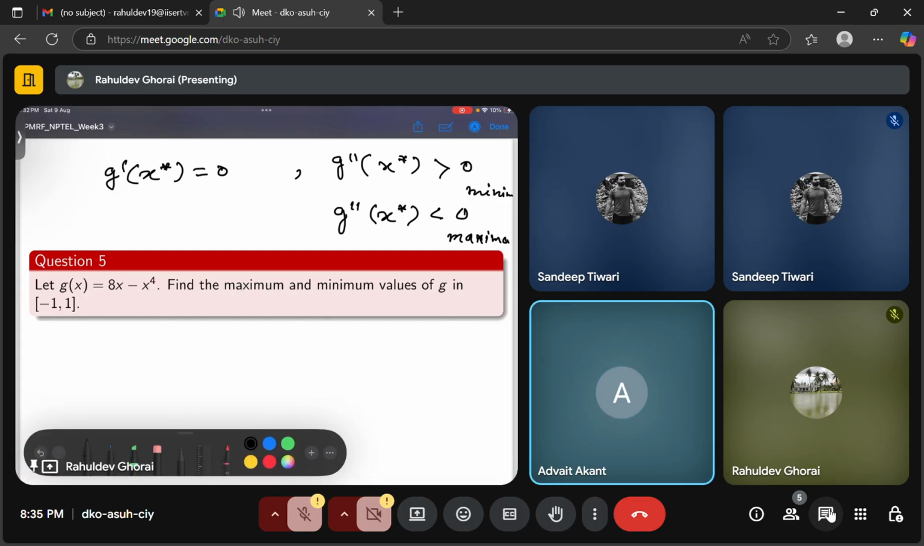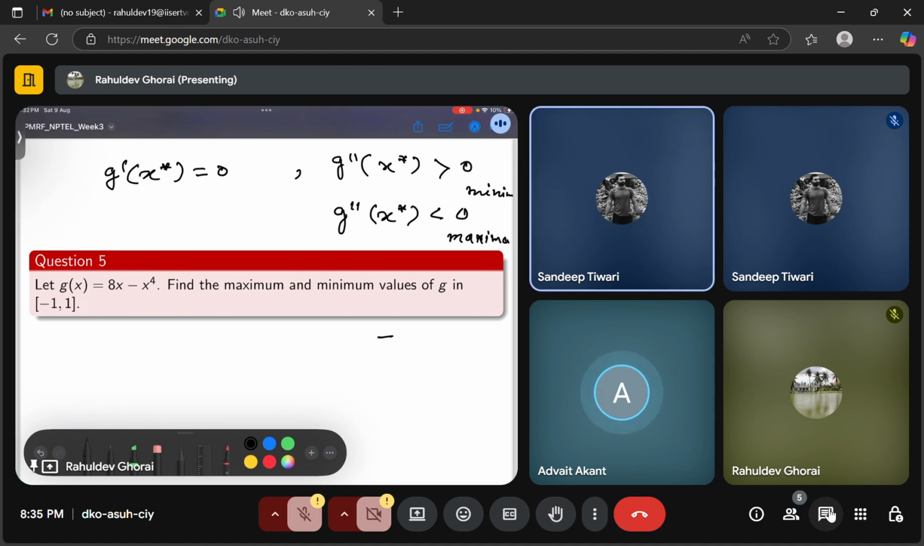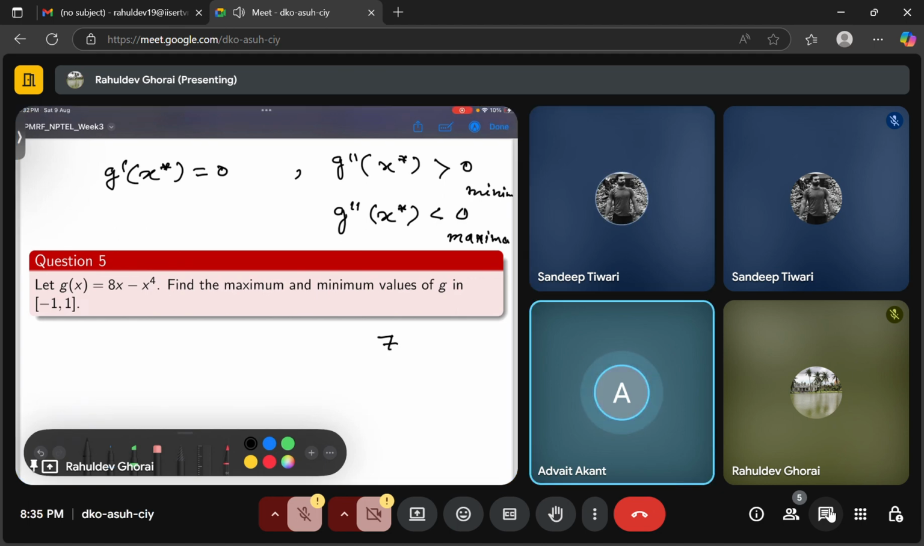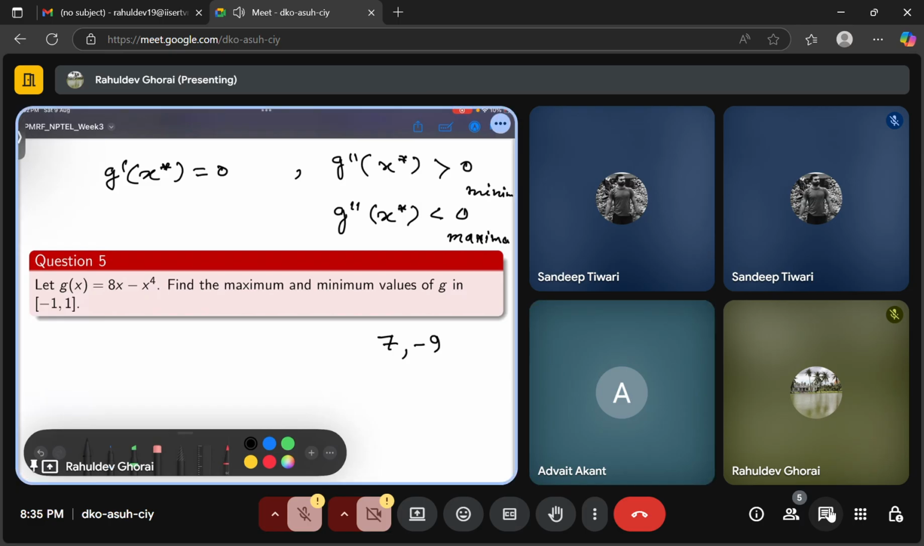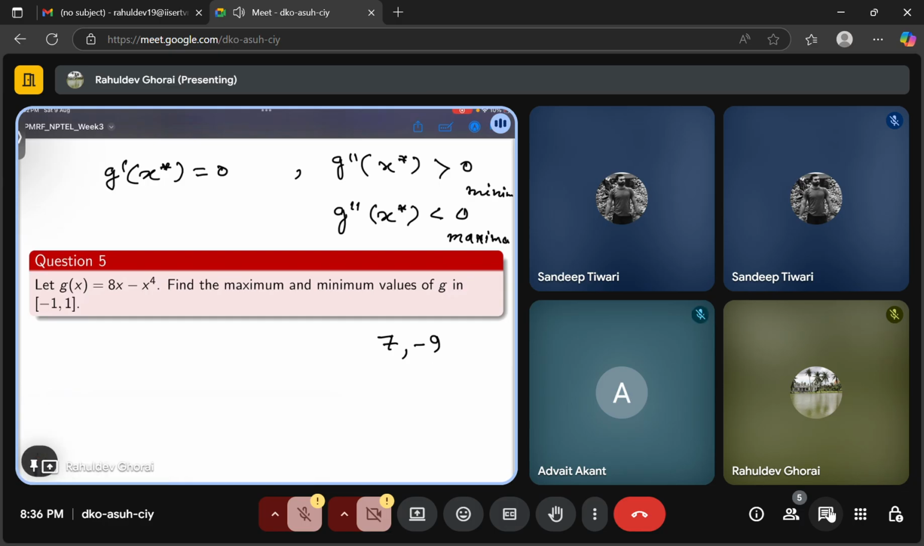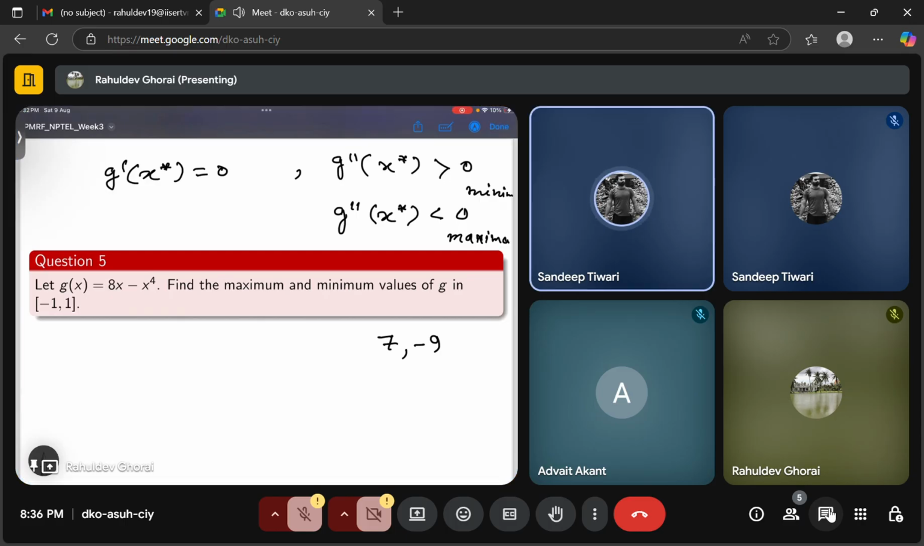Done, sir. Sorry, done. What are the answers? Like maxima? Maximum is 7. Minimum is minus 9. Okay, so hopefully it is correct. Good. So, Sandeep, you do, then we will move. Yes, sir. Same answer.